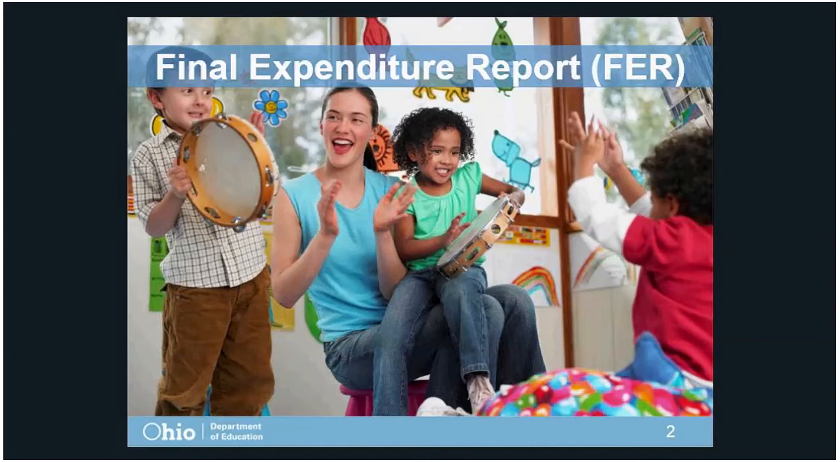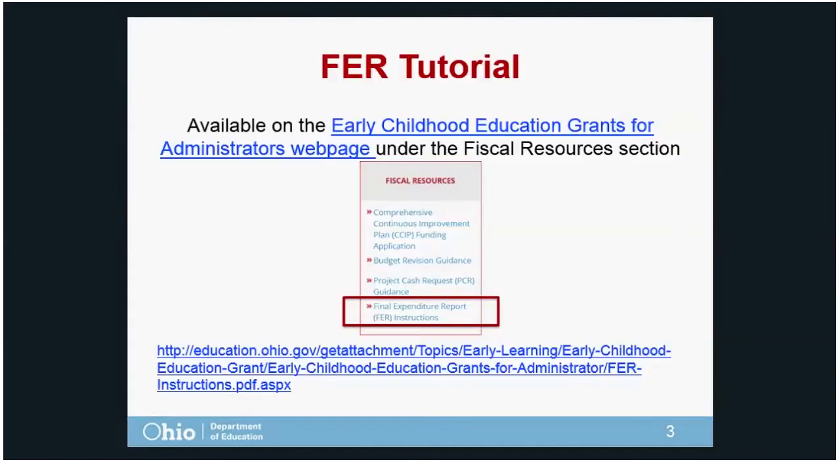The final expenditure report is the final action taken in CCIP every year. This guide to complete the final expenditure report goes through each step of the process. Please view the corresponding tutorial document available at our website for additional support. Contact Early Childhood Education at education.ohio.gov with any questions.